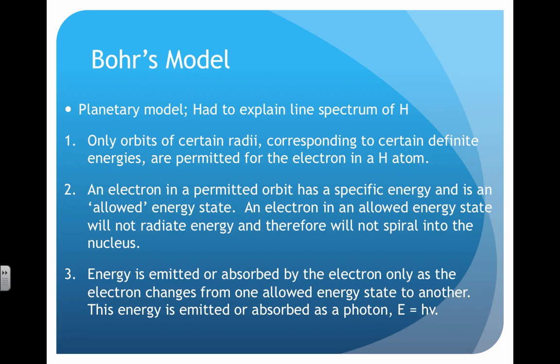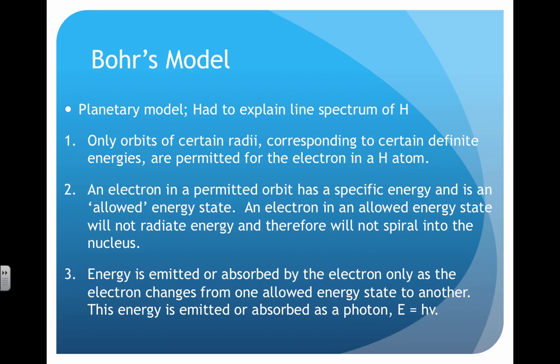Number 1, only orbits of certain radii, corresponding to a certain definite energy, are permitted to the electron in a hydrogen atom. He believed that electrons were orbiting the nucleus in the same way the planets orbit the sun. An electron in a permitted orbit has a specific energy and is in an allowed energy state. The electron in an allowed energy state will not radiate energy, and therefore will not spiral into the nucleus.